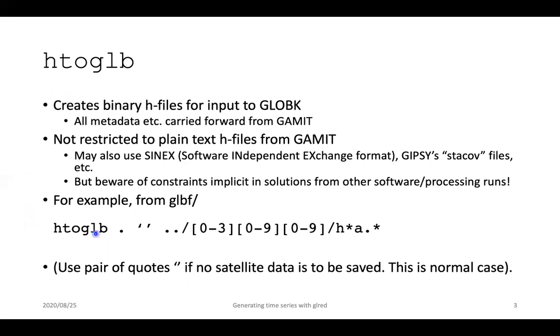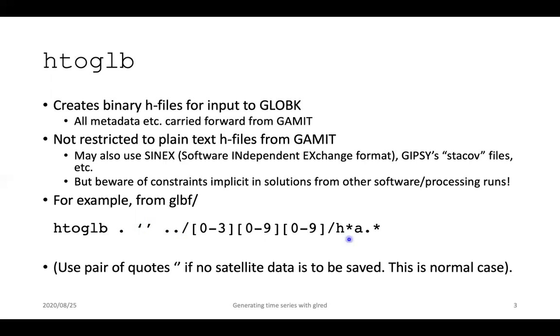So a basic command might be something like this, H to GLB. The next argument is the directory where you wish to put the binary H files. So if we are working in the GLBF directory, we could just put the files in the current directory, which is represented by a dot. The next argument is where you would like a priori orbit information to be written. And generally speaking, we don't use this. And so you can just use a pair of single quotes to form a null argument and just not write out the orbital information. You could also use /dev/null here to send that orbital information to the null space on the computer.